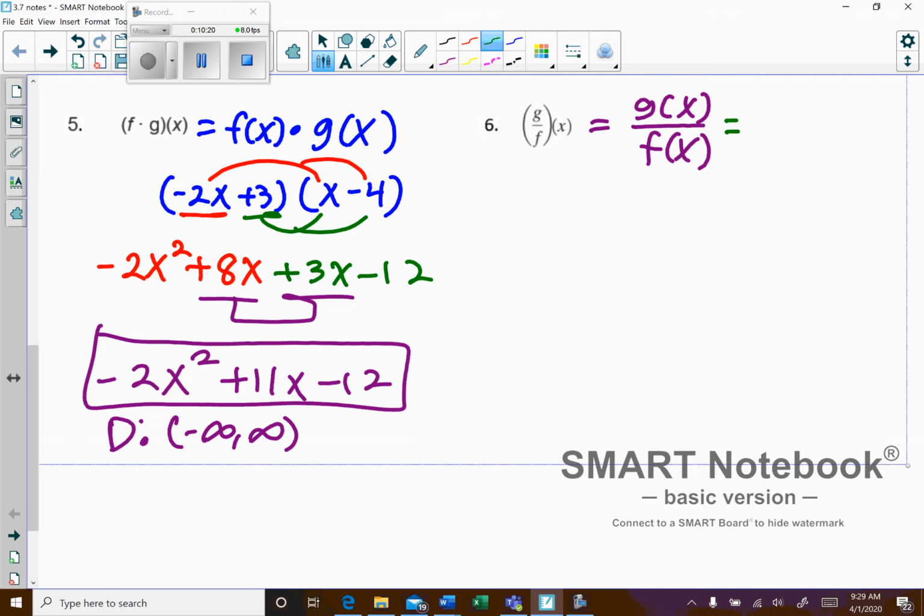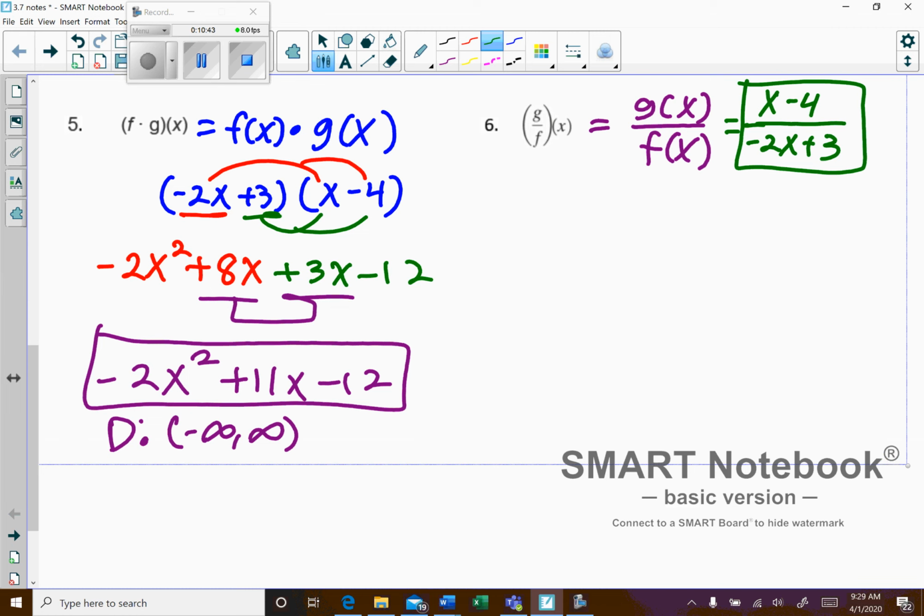So on top, we'll put the g function, which is x minus 4. And then on bottom, we'll put the f function, which was negative 2x plus 3. So that's the first part. That's it. You can't cancel out the x's or the 2 and the 4. You're not able to do that. So that's the easy part.